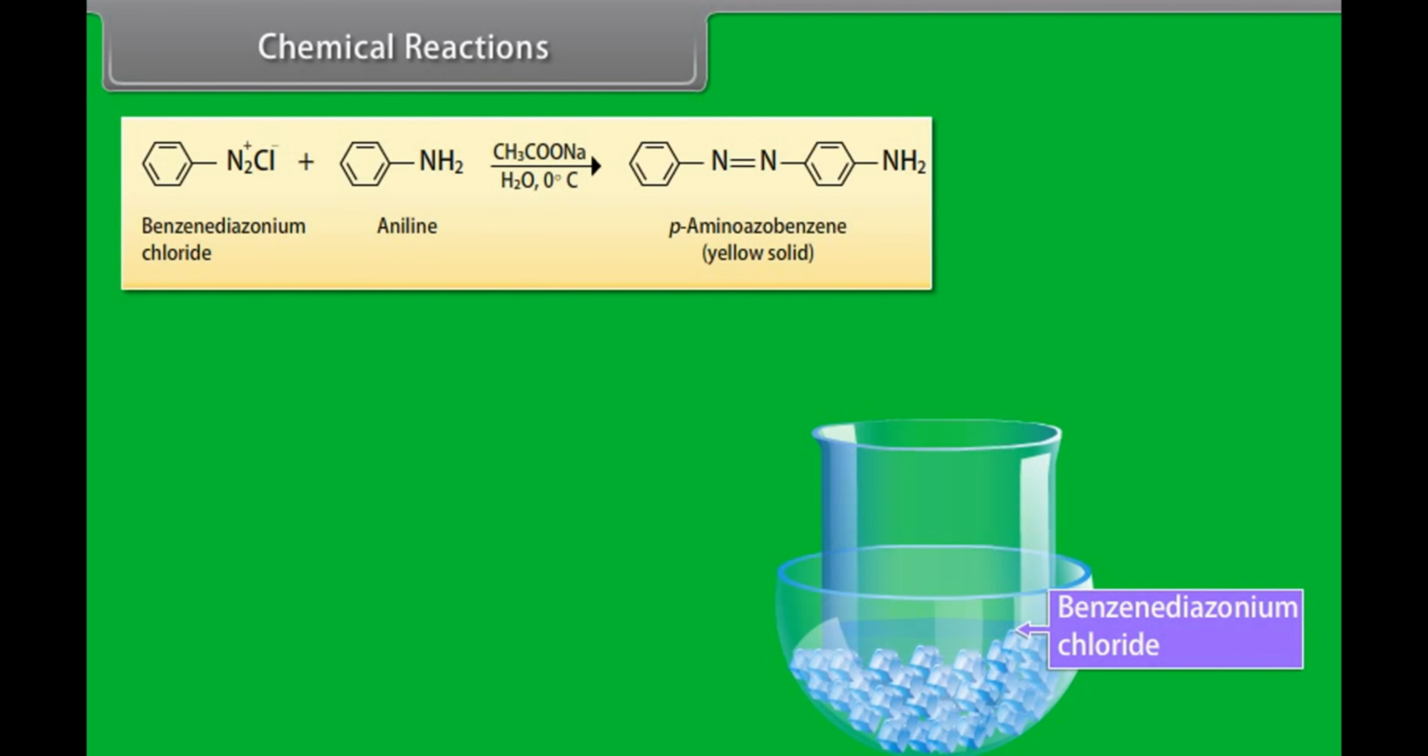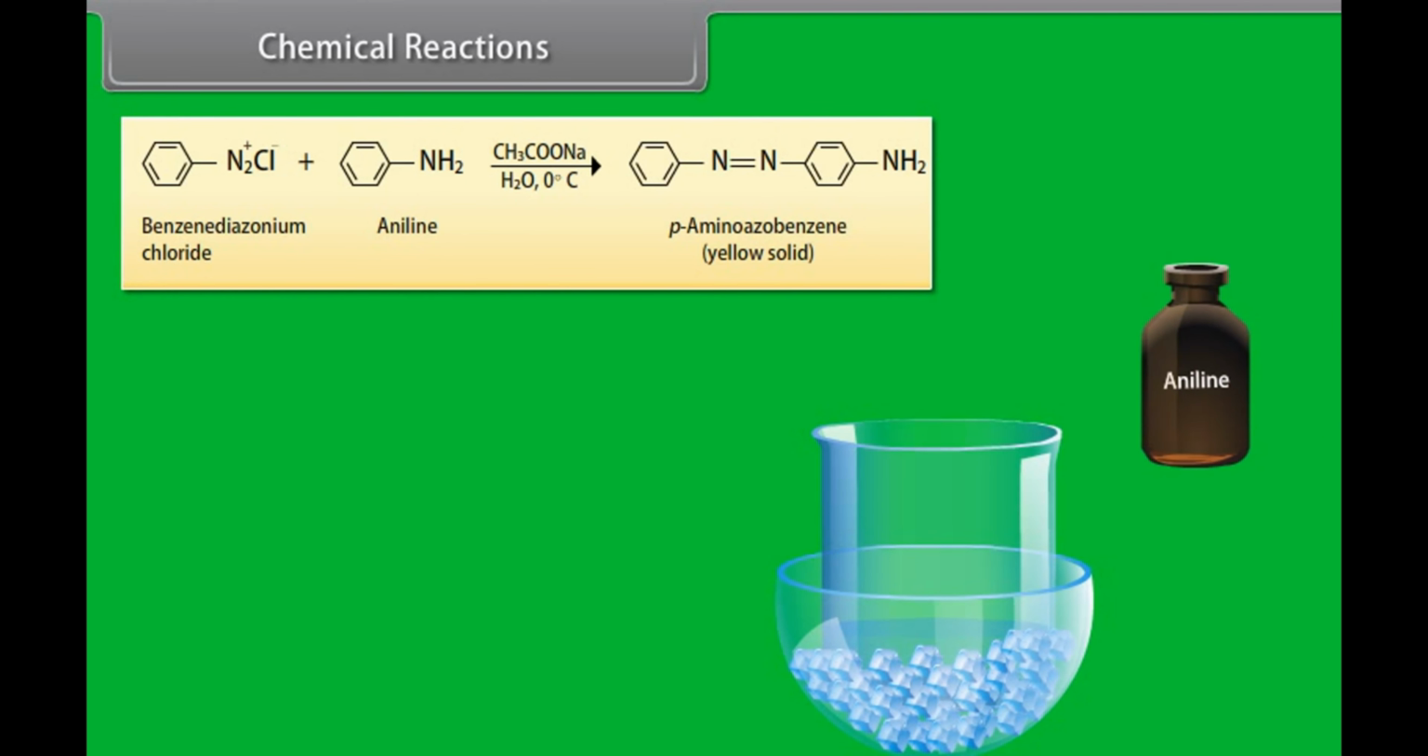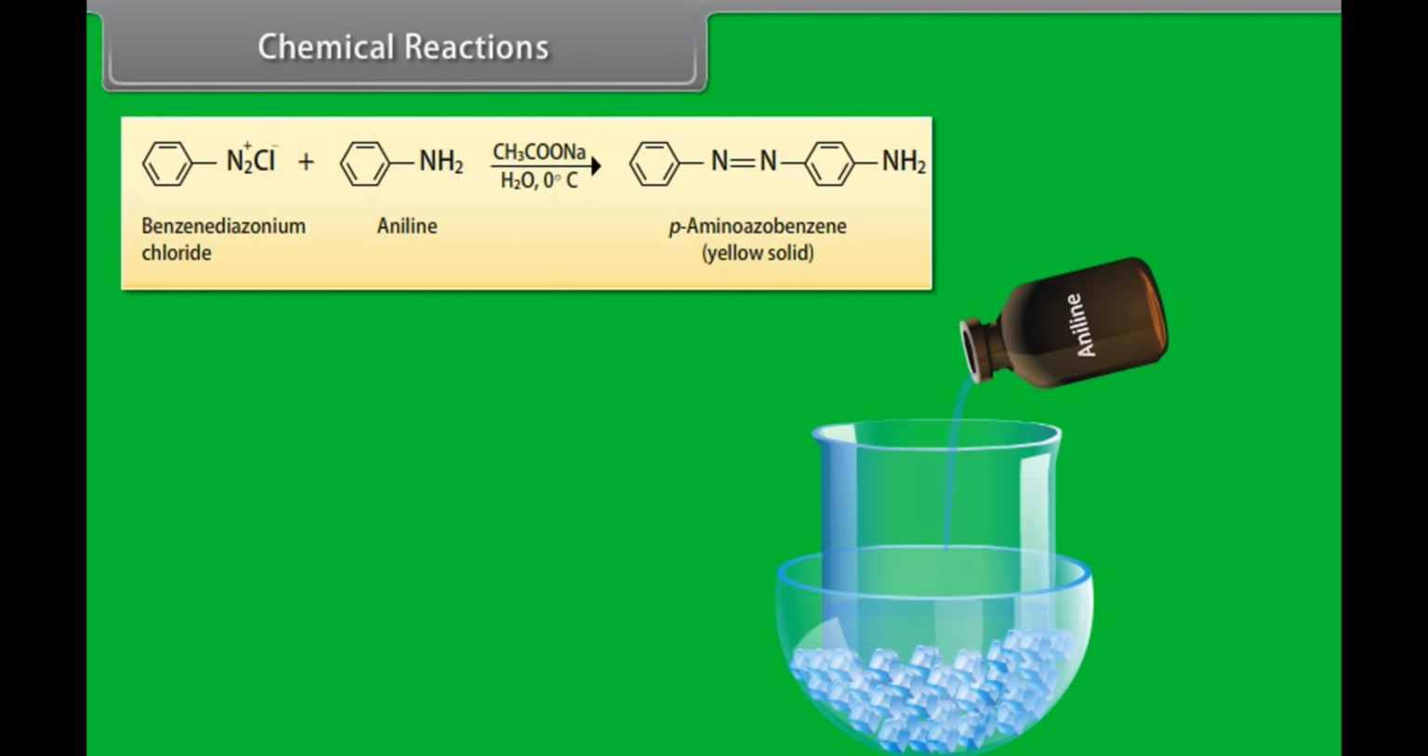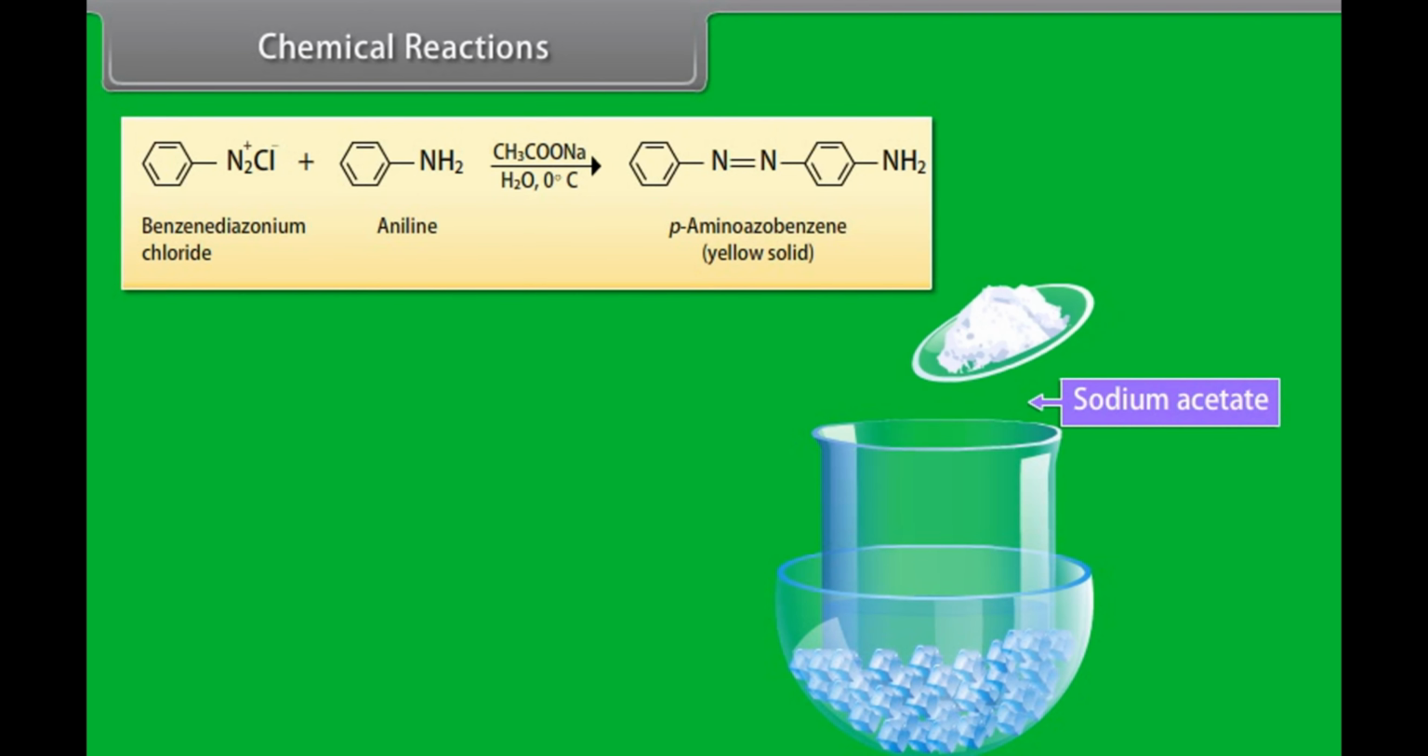Benzene diazonium chloride reacts with aniline in the presence of sodium acetate and water at 0 degrees Celsius, and produces para-aminoazobenzene.